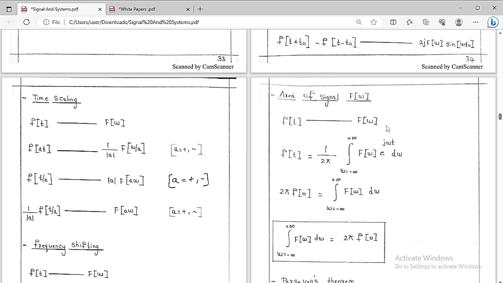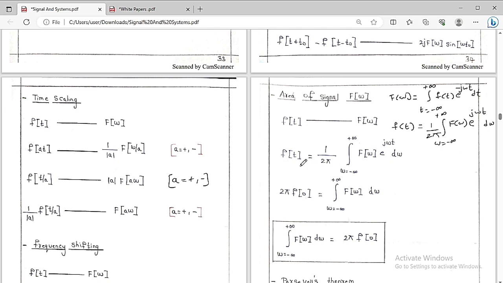Let me write here. F of omega is equal to the integration from t equals minus infinity to plus infinity of f of t into e to the power of minus j omega t dt. I've already told you. From f of t we got F of omega, but if you want the reverse, f of t, then we go from omega equals minus infinity to plus infinity of F of omega e to the power of j omega t d omega. We are integrating with respect to omega, so there will be an extra factor of 1 by 2 pi. I already told you this so many times. So f of t is equal to 1 by 2 pi times the integration from omega equals minus infinity to plus infinity of F of omega e to the power of j omega t d omega.